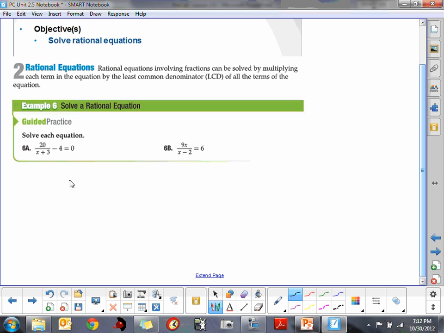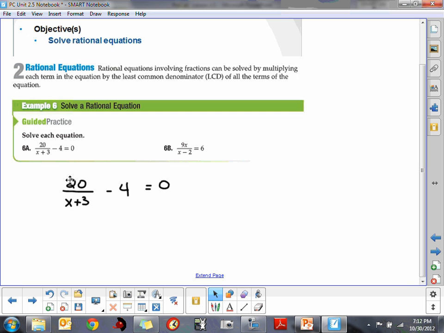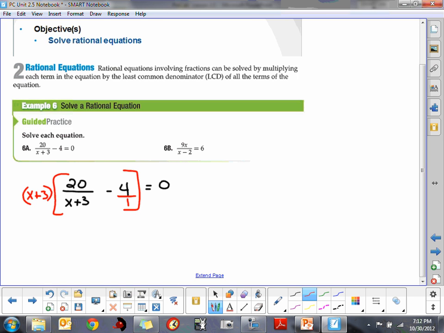So we have our original equation, 20 over x plus 3 minus 4 equals 0. Now the strategy that I just mentioned is we're going to multiply both sides of the equation by the least common denominator. In this case, the only denominator is x plus 3, so we're going to multiply through and distribute an x plus 3 on the left side, and then we're going to take 0 times x plus 3, which is pretty convenient because it still stays 0. So when we distribute the x plus 3 to the first term, the x plus 3 factors will cancel. So we have just 20.